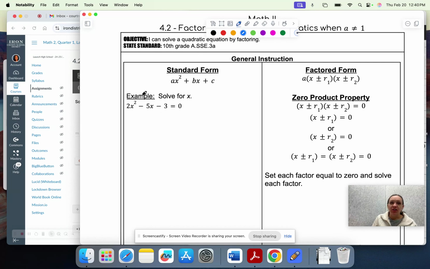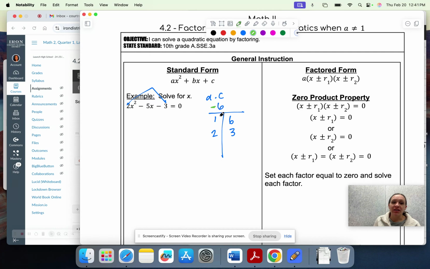So first, let's go 2 times 3. We take a times c when we factor. I have that is equal to 6. And my factors of 6 are 1 and 6 and 2 and 3. Uh-oh, those both go to 5. Oh, this one's tricky. So now I have to think about the negative. So they multiply to negative 6, but add or subtract to negative 5.